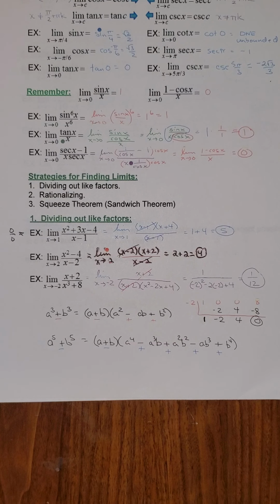There is no value at x equals 1, but on the left and the right, I can guarantee you if you graph that function correctly, you will see on each side it approaches 5.